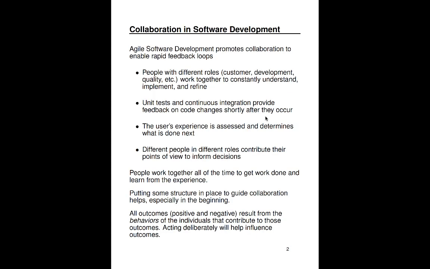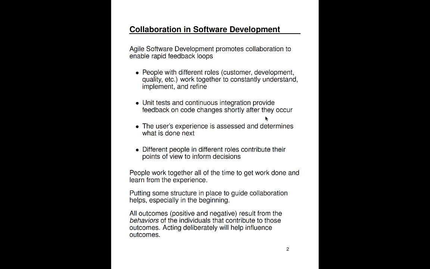People collaborating in software development is nothing new. The Agile Software Development school of thought promotes collaboration to enable rapid feedback loops. So you make a change, you learn something, and then you act on that learning. This learning is amplified when people in different roles, someone who represents the customer, someone who represents a developer, someone who is focused on quality, all work together to continually understand, implement, and refine solutions to the problems.